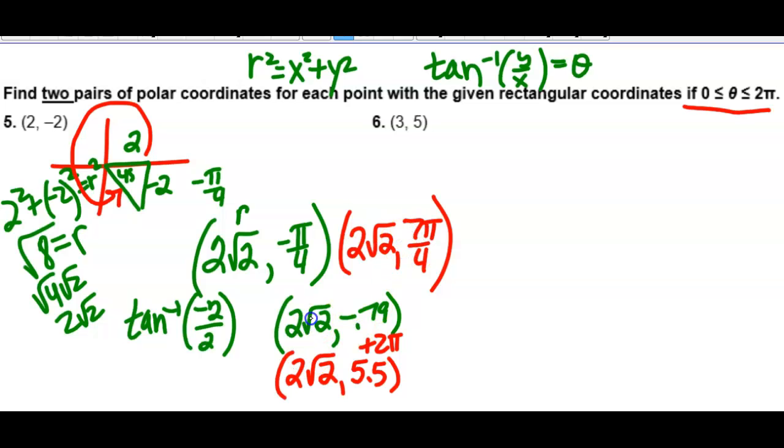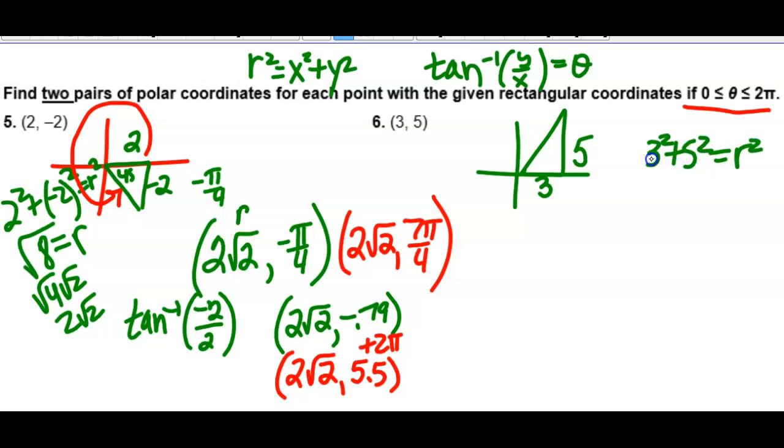You could have also given me the square root of 8 as a decimal. It's probably going to be a multiple choice question, so just figure out which one they did. 3, 5 is not a special right triangle. If you went over 3 and up 5, the only way to find r is to do Pythagorean theorem. 25 and 9 would be 34. So you're going to have square root of 34.